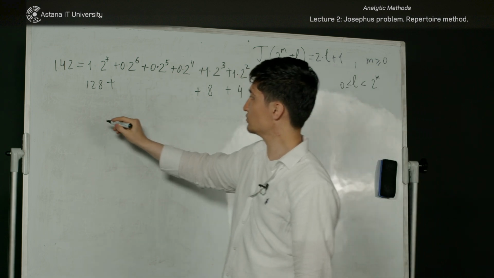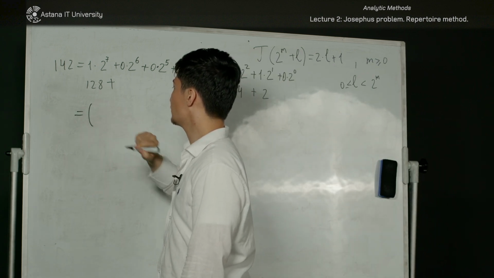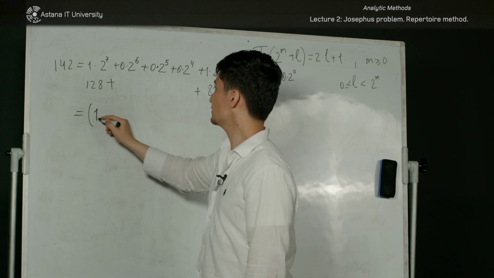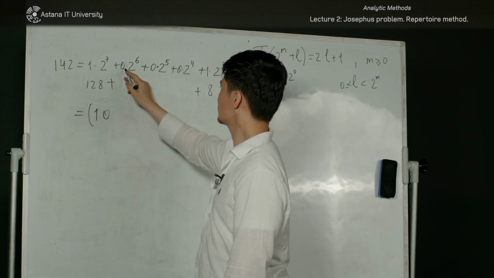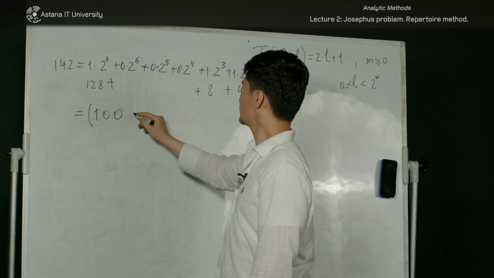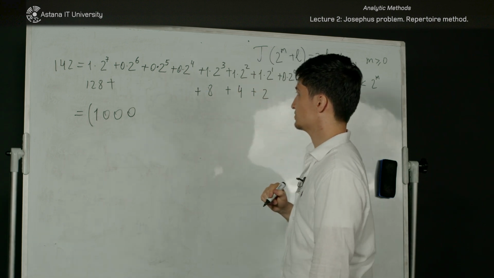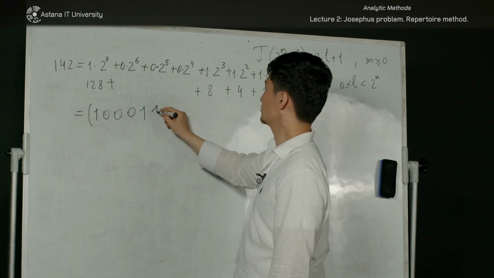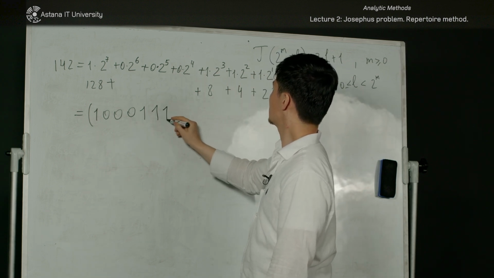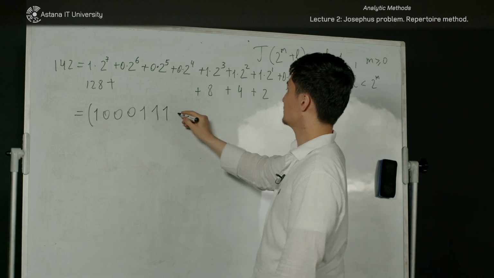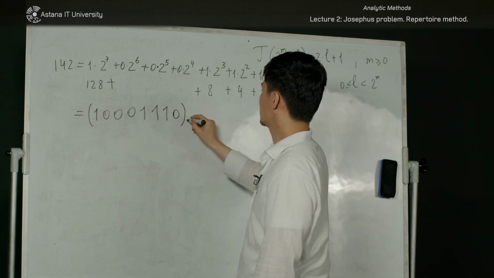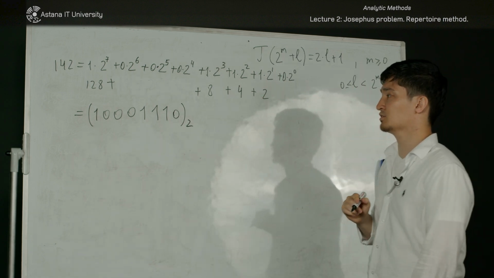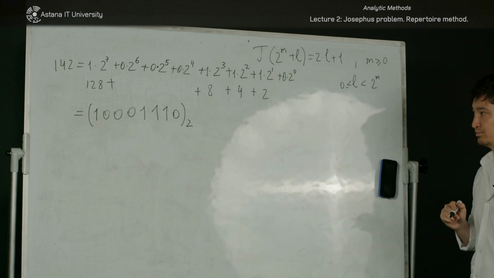And this value in binary form will look like this: 1, 0, 0, 0, 3 zeros, and then I have 3 ones, 1, 1, and 1, and at the end, I have 0. So this is the binary form of 142.